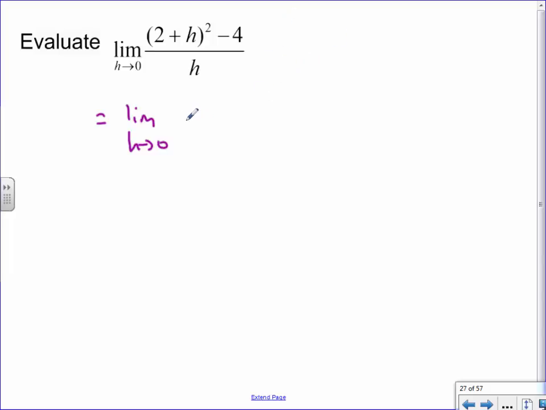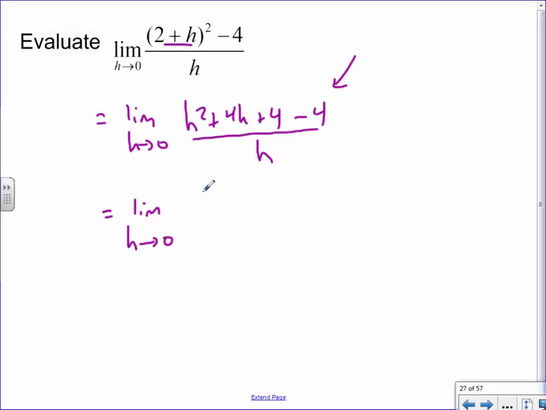But I'm just going to go with the flow. I'm just going to FOIL this bit out here, because if you FOIL this out, it'll give you h squared plus 4h plus 4. And then, hopefully what you'll discover, this is your moment of Zen, your epiphany right here: 4 minus 4 will actually cancel, which will leave you with h squared plus 4h over h.